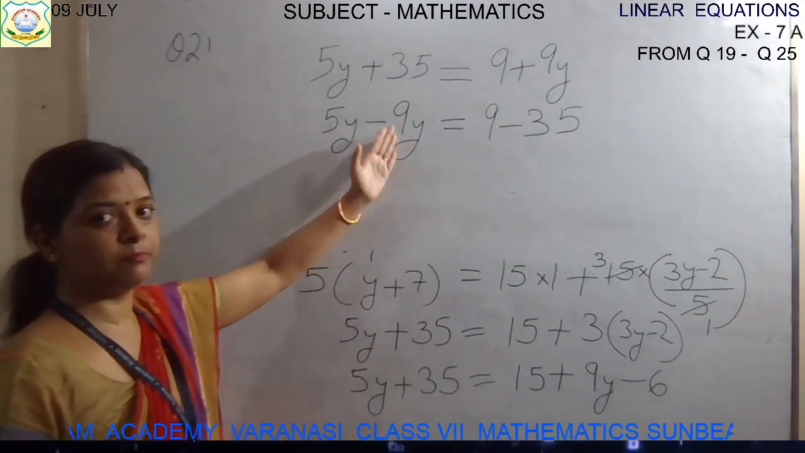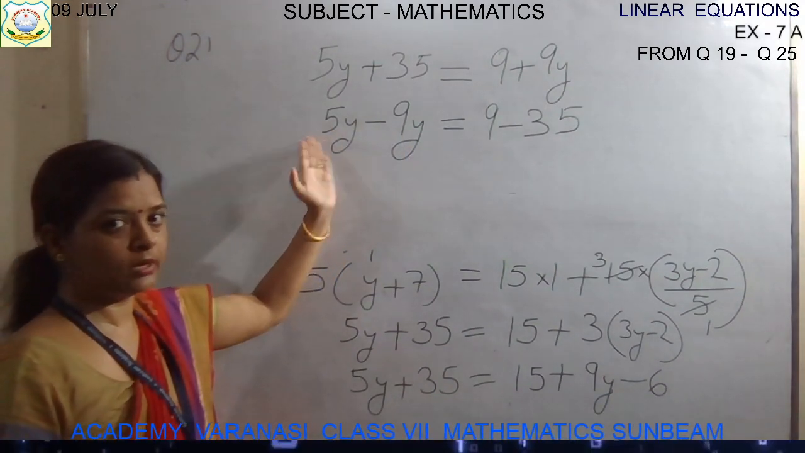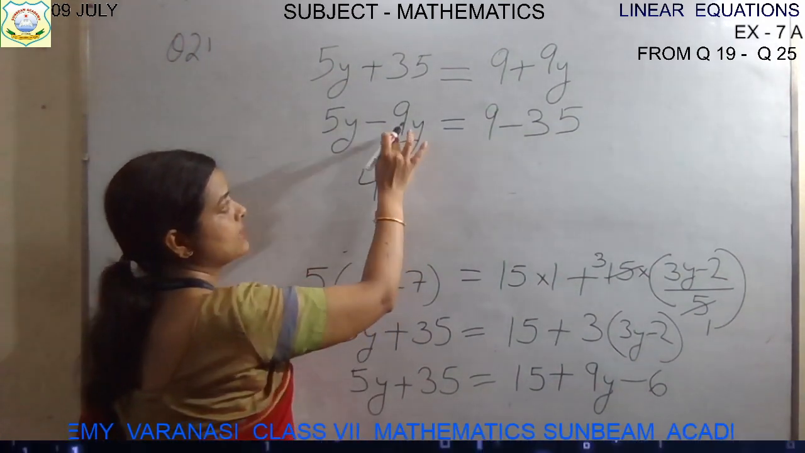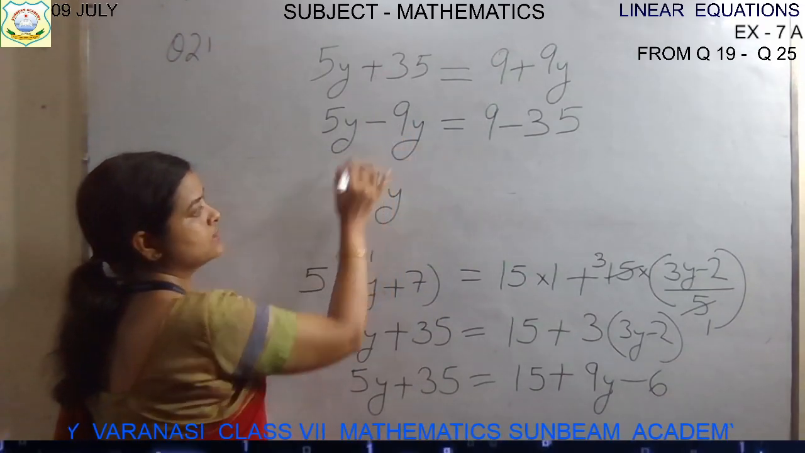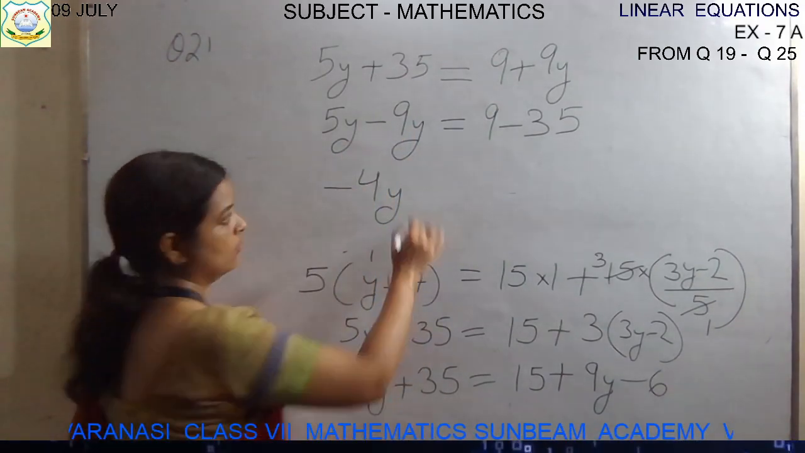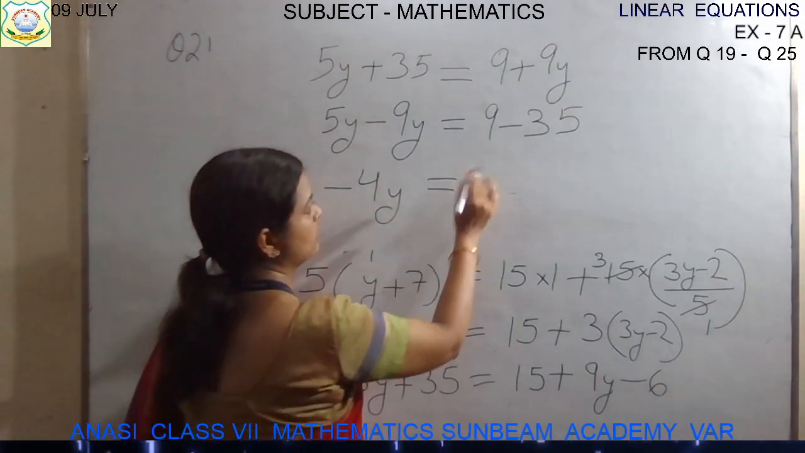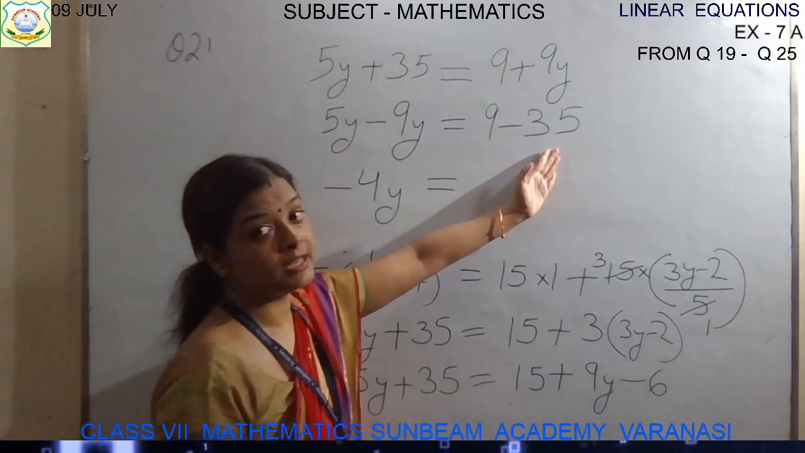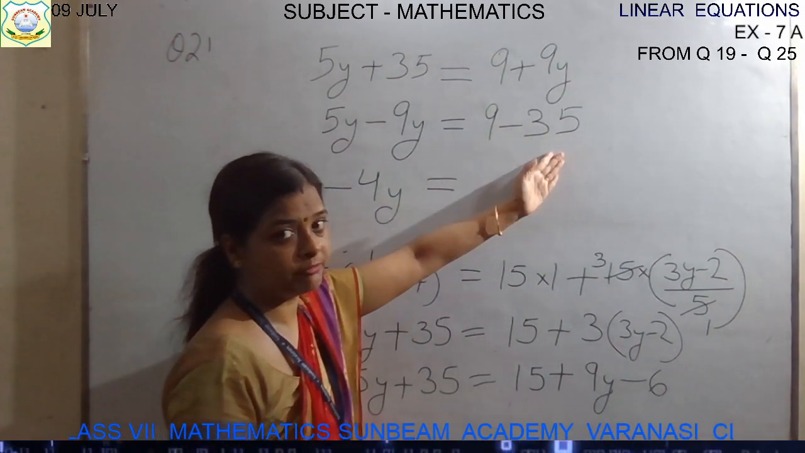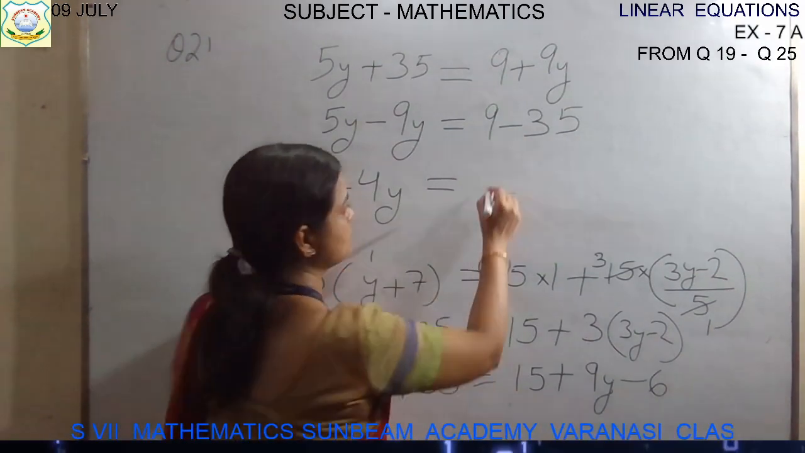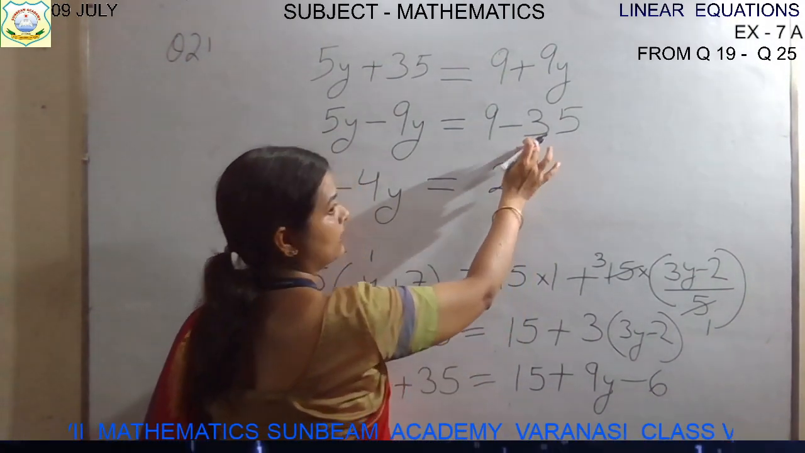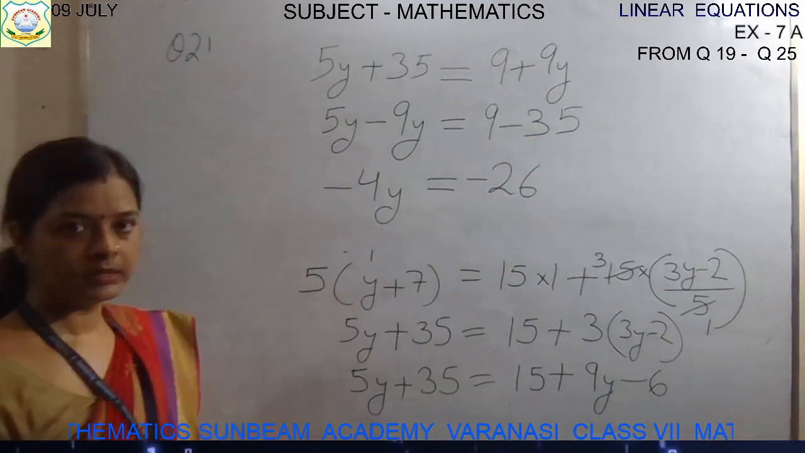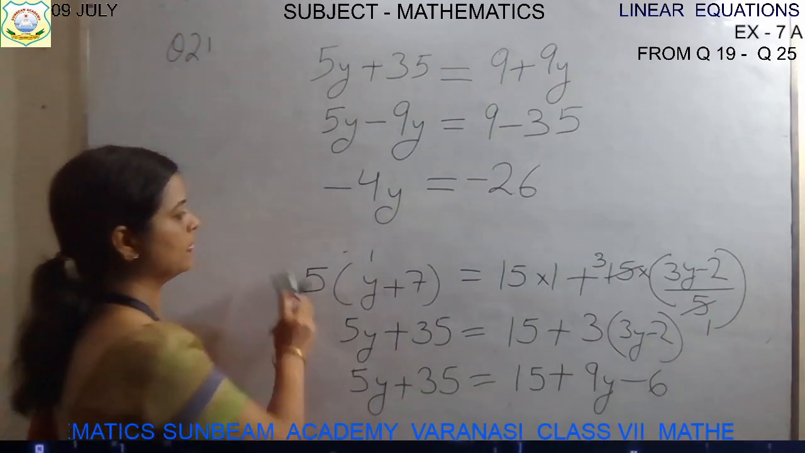Now subtract it. How will we subtract? From the bigger we subtract the smaller one. So 9 minus 5 will be 4y, and the sign of the bigger number. Children, the sign of the bigger number. y remains, y is equal to, now again you have to subtract. If you subtract 9 from 35, from the bigger number, what will be the answer? 26. And the sign of the bigger number, children, its sign is negative, so negative will come. Clear?